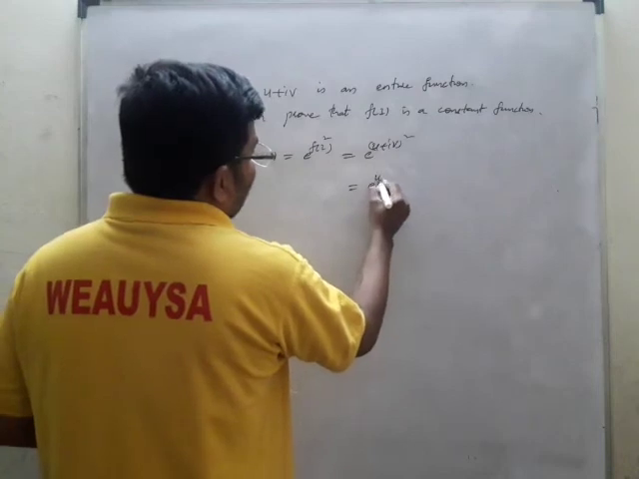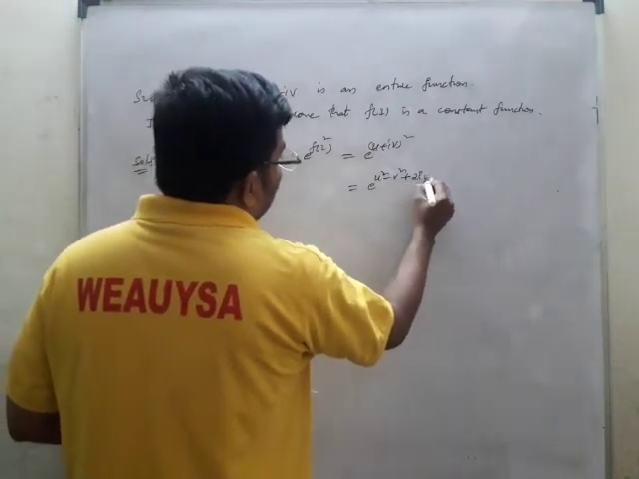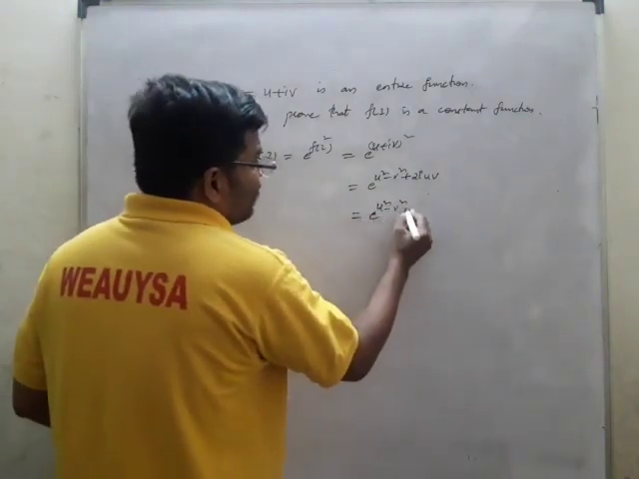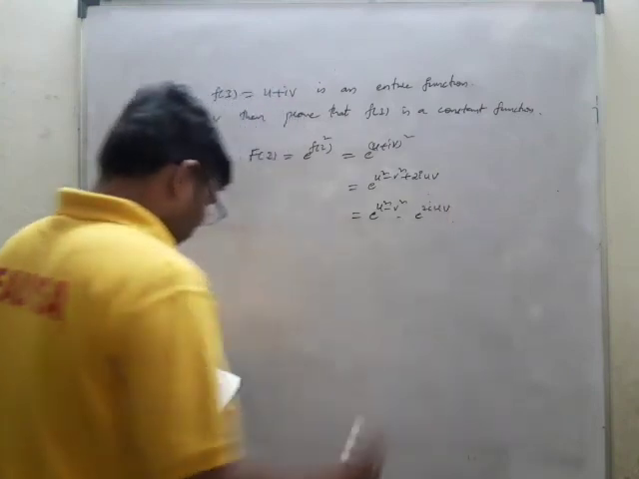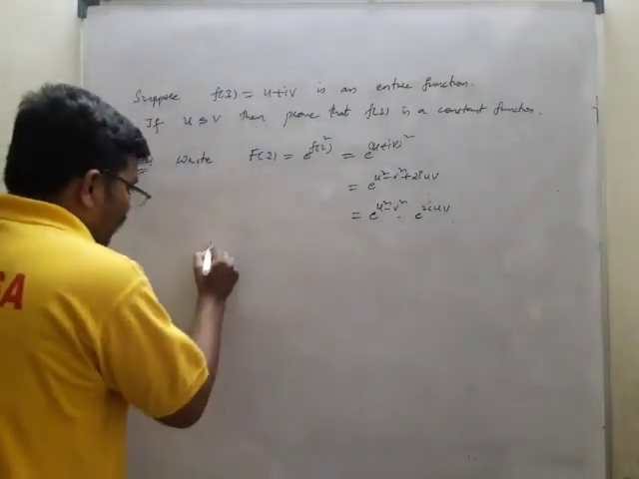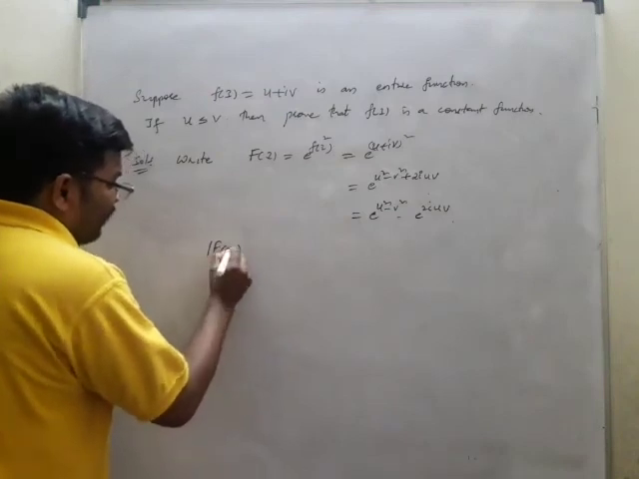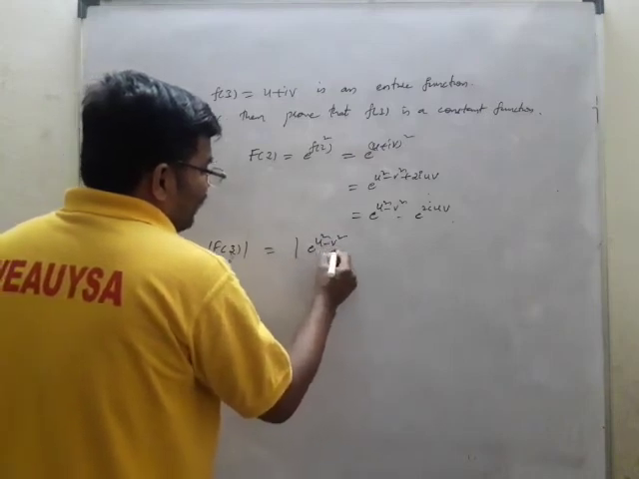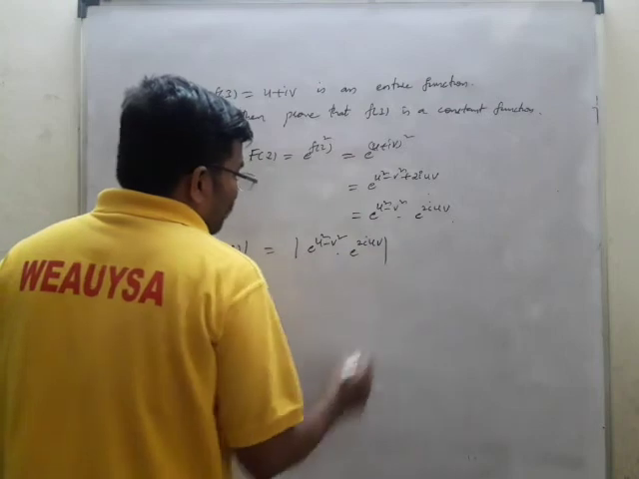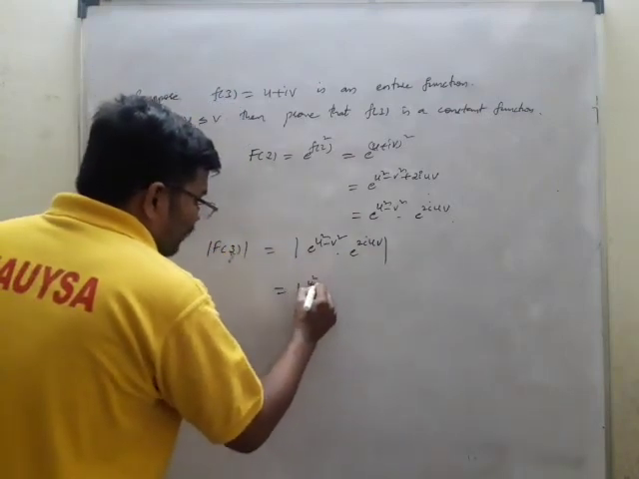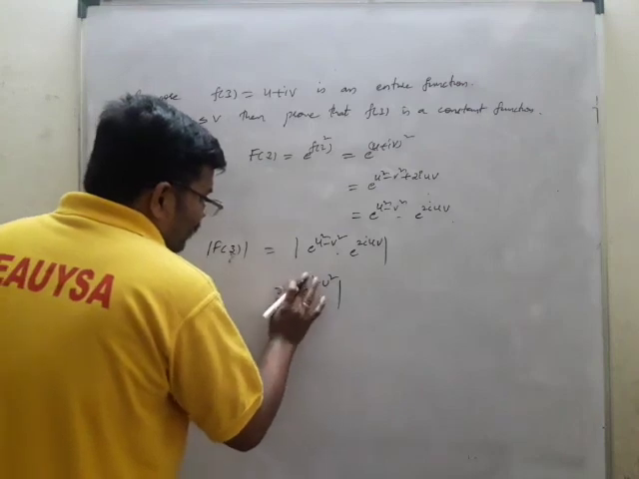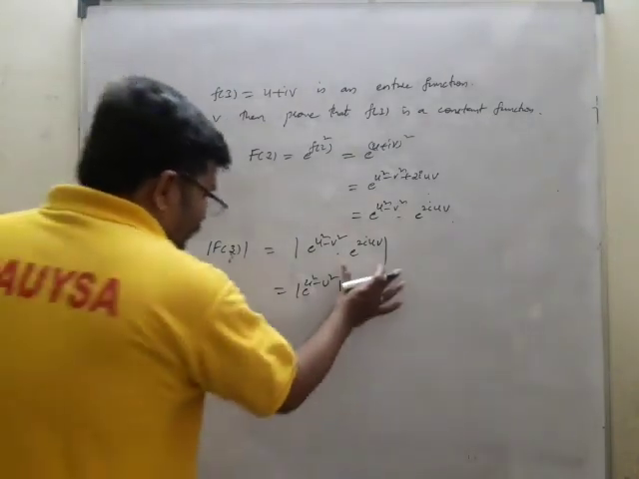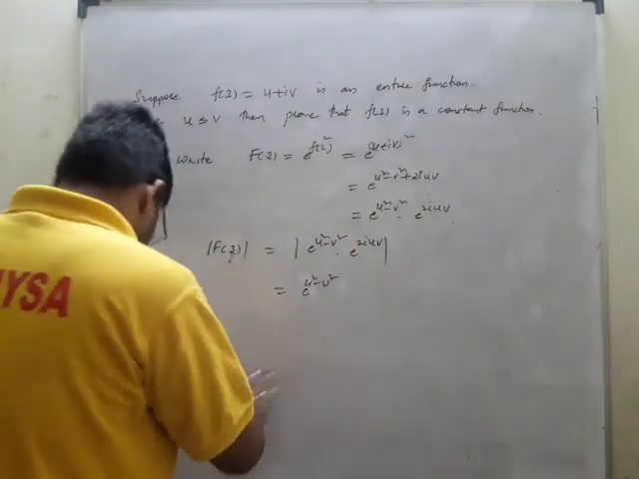So you will be getting e power u square minus v square plus 2iuv, or you can write this as e power u square minus v square into e power 2iuv. Now I should find mod F of z. So I take mod of e power u square minus v square into e power 2iuv. I get e power u square minus v square, because the modulus of e power 2iuv is anyhow 1.